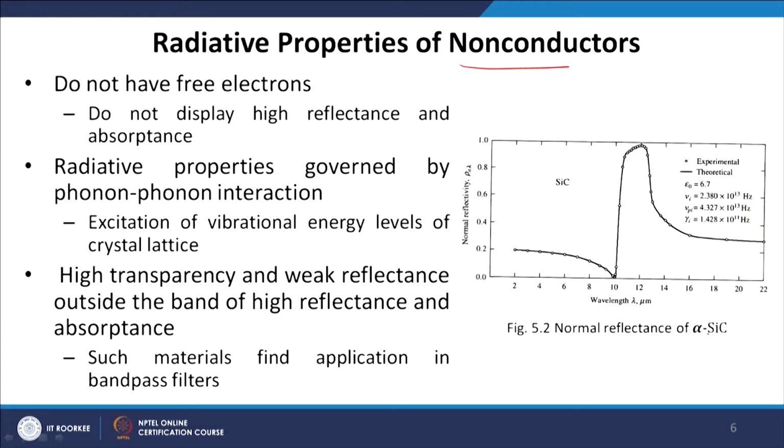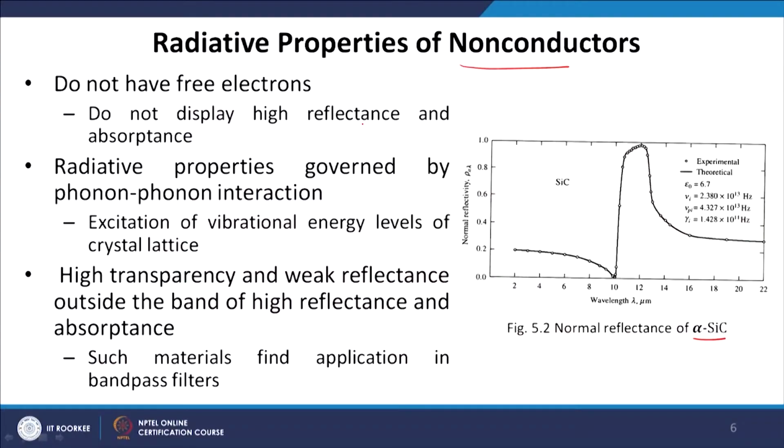On the other hand, non-conductors, for example alpha silicon carbide, do not have free electrons and do not display high reflectance and absorptance. Very little energy is reflected from non-conductors, and whatever energy passes through the medium is transmitted and not absorbed. So, they have a low value of reflectance as well as a low value of absorptance. The phenomenon is governed by phonon-phonon interaction.